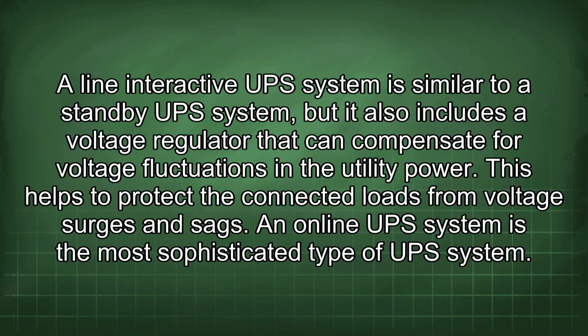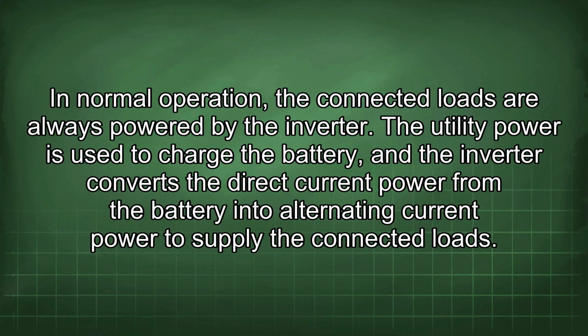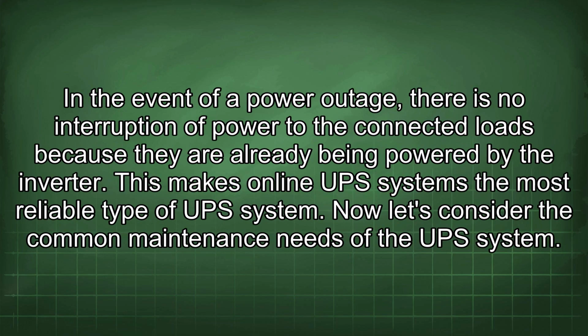An online UPS system is the most sophisticated type of UPS system. In normal operation, the connected loads are always powered by the inverter. The utility power is used to charge the battery, and the inverter converts the direct current power from the battery into alternating current power to supply the connected loads. In the event of a power outage, there is no interruption of power to the connected loads because they are already being powered by the inverter. This makes online UPS systems the most reliable type of UPS system.